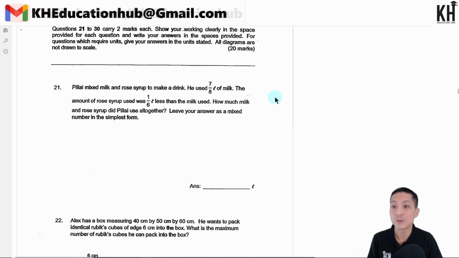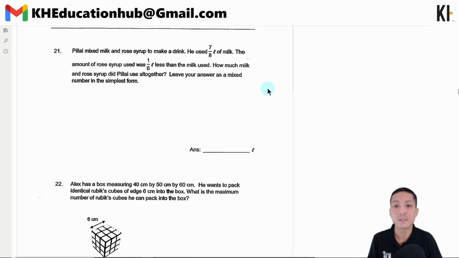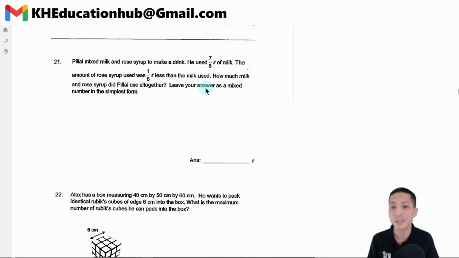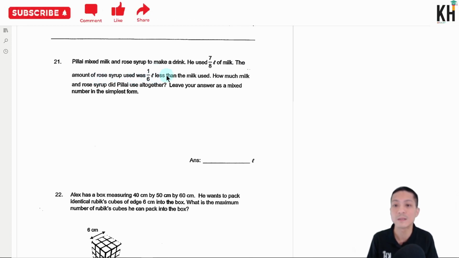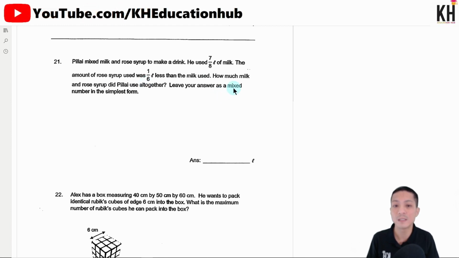Okay, let's move on to question 21 to question 30. Each question is 2 marks. Eli mixed milk and rose syrup to make a drink. He used 7/8 liters of milk, and the amount of rose syrup used was 1/6 liter less than the milk used. How much milk and rose syrup did Eli use altogether? Leave your answer as a mixed number in the simplest form.